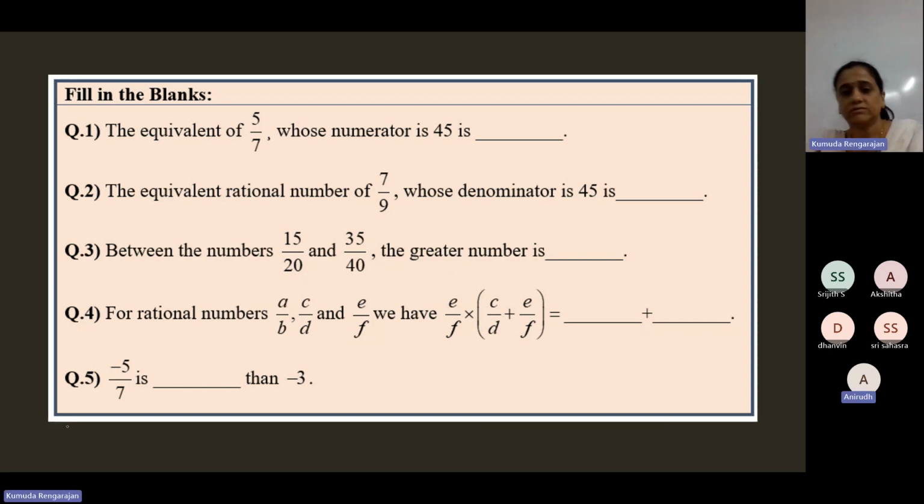Ma'am, is it 45 by 63? With numerator 45, 45 by 63. Yes, ma'am, I got 45 and 63, because you multiply it by 9, ma'am. Correct. 45 by 63, correct. Next one.